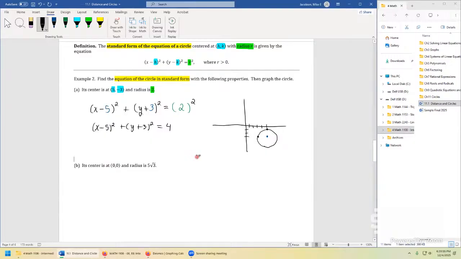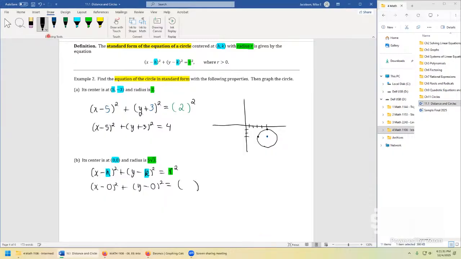But every one of these starts off essentially the same way. If you're writing down the equation of the circle in standard form, then you can just start by writing down exactly what you see here. (x - h)² + (y - k)² is equal to the radius squared. Then we just plug in the information based on what's provided in the problem. This will become (x - 0)² + (y - 0)² again equals (5 root 3) to the power 2.